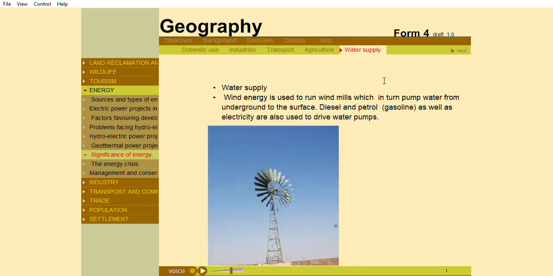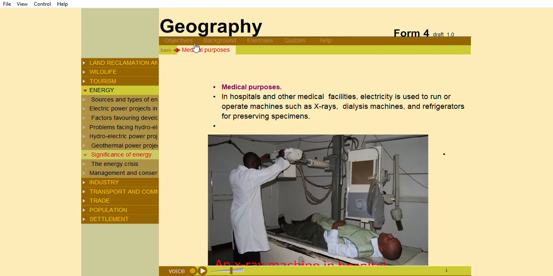Water supply. Wind energy is used to run windmills, which in turn pump water from underground to the surface. Diesel and petrol or gasoline, as well as electricity, are also used to drive water pumps. Medical purposes. In hospitals and other medical facilities, electricity is used to run or operate machines such as X-rays, dialysis machines, and refrigerators for preserving specimens.